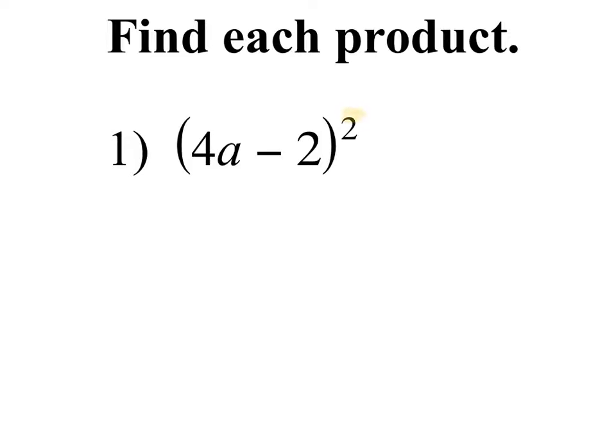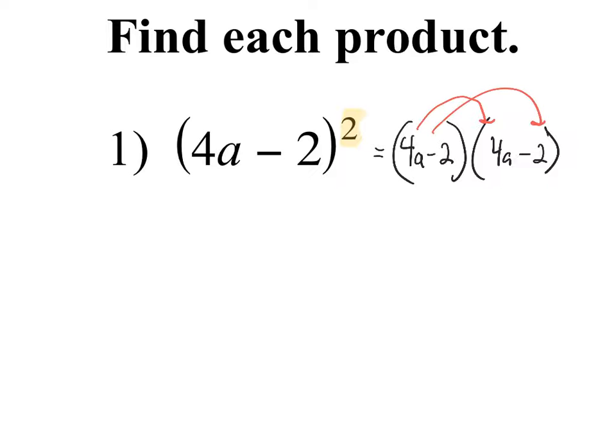So I've got two ways to do it. I can write it out and do it. Let me show you what writing it out would look like. It would be 4a minus 2 times 4a plus, minus 2, because it's still minus. Let me rewrite that real quick: 4a minus 2. And then go ahead and double distribute. Boom, boom. And then come back and go boom, boom.